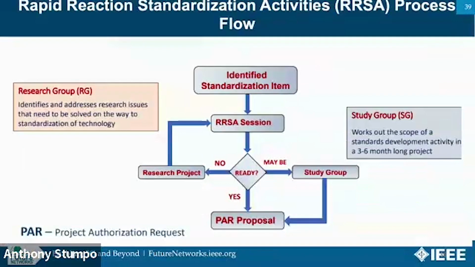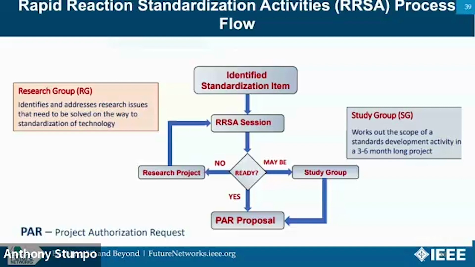Okay, so this is the process that is followed when we talk about rapid reaction standardization activities. I was giving an example where about 53 of them were submitted, and the same thing happens when we talk about Wi-Fi. Wi-Fi is probably the best known standard that has come out from IEEE, and it's still evolving in 802.11ax, BC, BE, and so on and so forth.